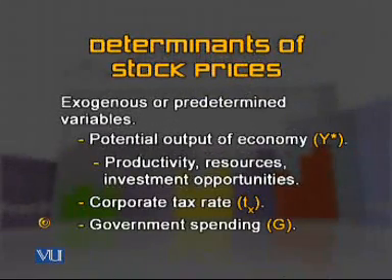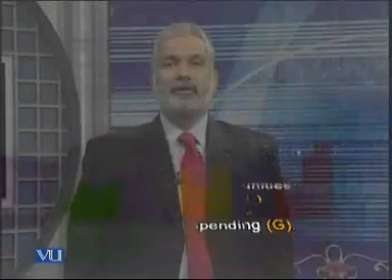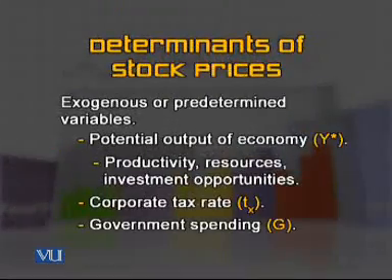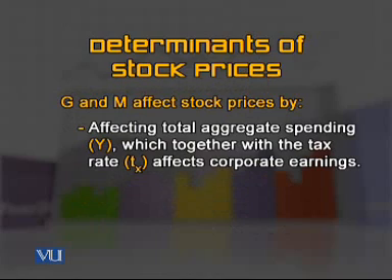So we could be talking about earnings before interest and taxes, and we could talk about profits after taxes and income before taxes. We could also talk about government spendings, whether they're being spent on non-development projects, or on development projects, or on debt financing, or on interest to be paid. These are all determinants of stock prices. Now, all affecting total aggregate spendings, which together matter when tax rates are determined. These affect corporate earnings.